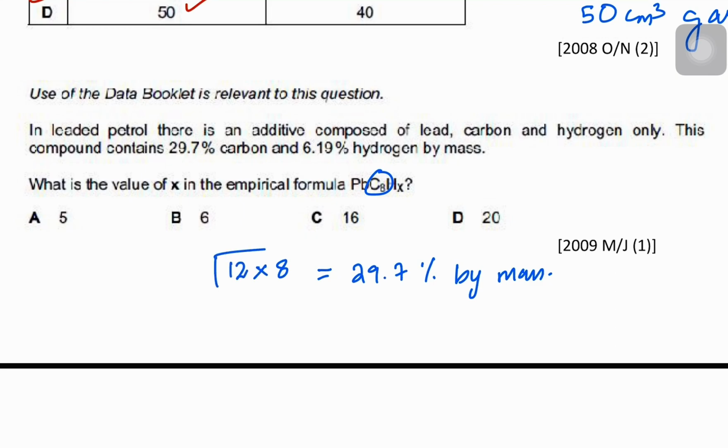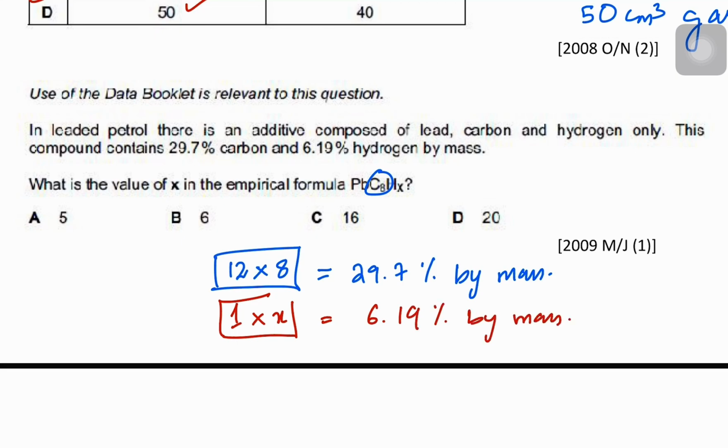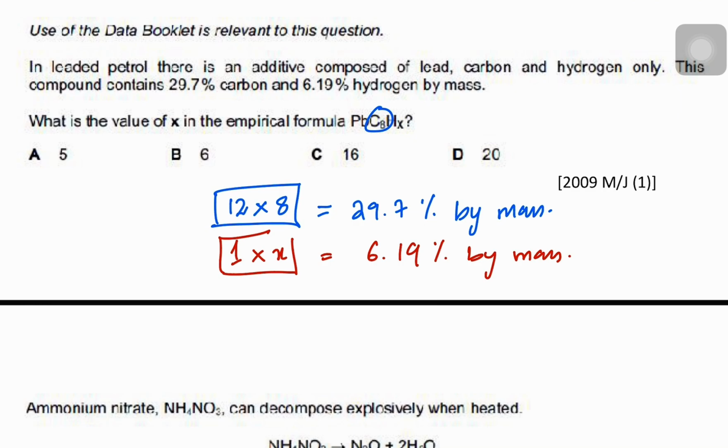So if 12 times 8 makes 29.7% by mass, then hydrogen, which is 1 times X, is making 6.19% by mass. You can simply take a ratio of that. So you can say, according to my formula, C8, which means how much mass? It means 96 units of mass is equal to 29.7%. How much mass would be made by 6.19%? So you can find that out.